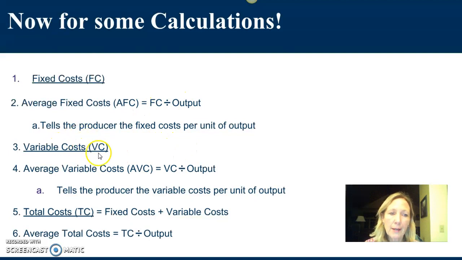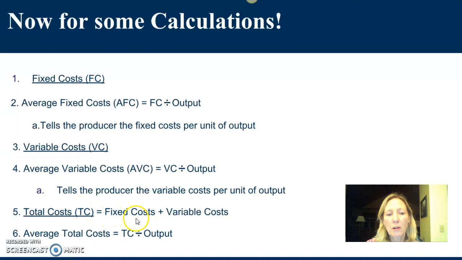Variable costs, again, have to be given to you. To calculate average variable cost, you take your variable cost and divide it by output. And that tells the producer how much of your costs are variable costs. And then finally, your total costs are your fixed cost, your overhead, plus your variable cost. So your total cost is what it costs you to produce 100 pounds of milk, a pound of almonds, a ton of alfalfa hay, whatever increment we're talking about.